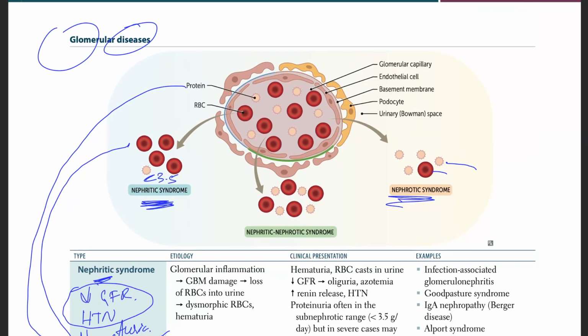So also look at the glomerular filtration barrier. We have the podocytes, we have the basement membrane, and on top of that we have the fenestrated endothelial cells, glomerular capillaries, and the urinary Bowman space. So if you have both of them all together, you have hematuria and proteinuria, right?